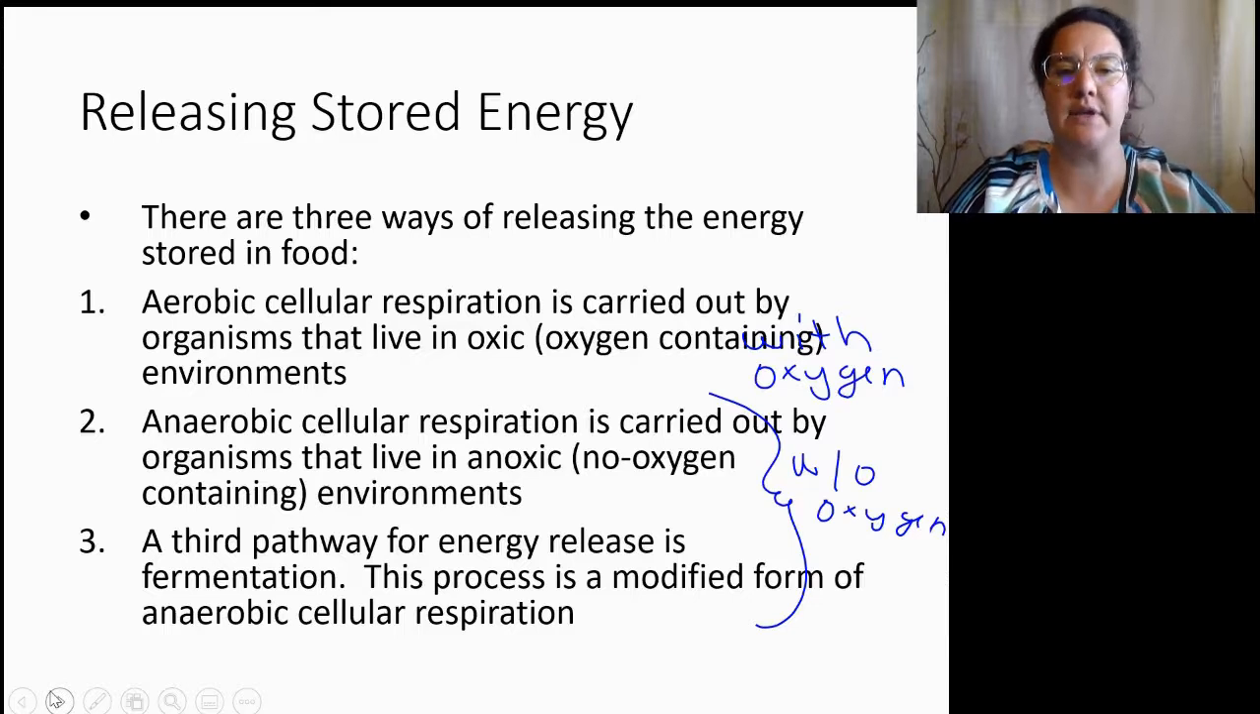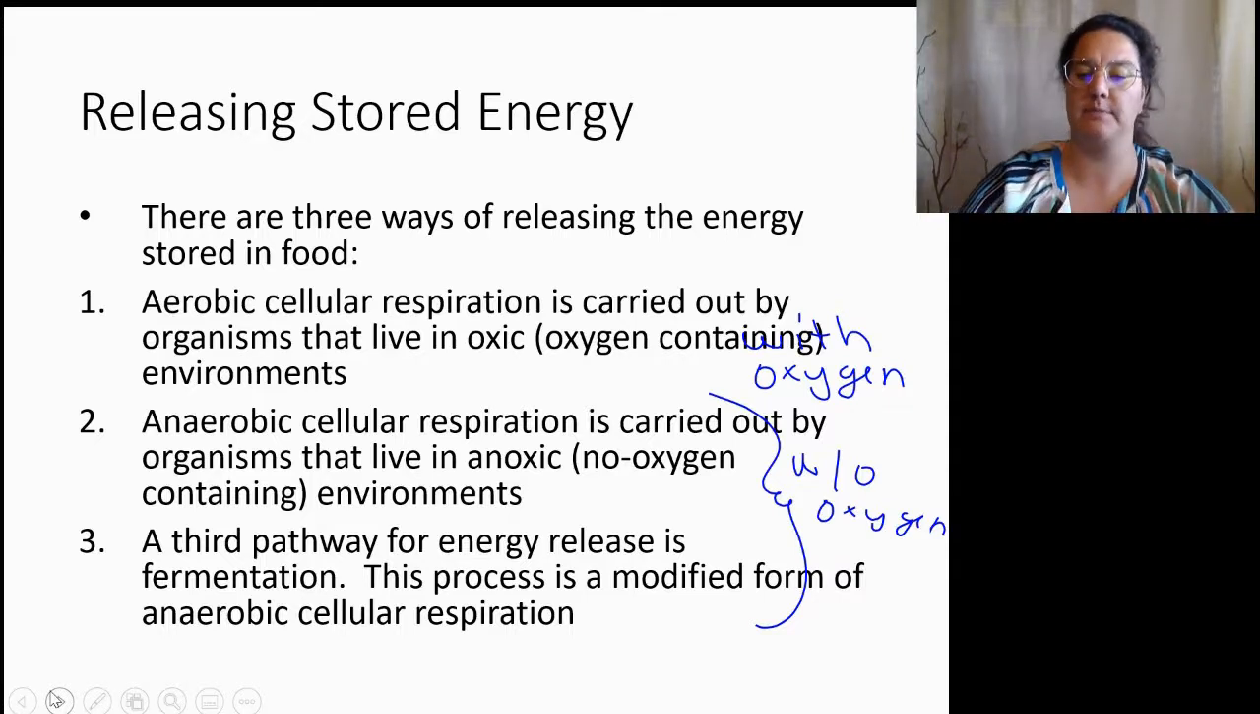There are three ways of releasing energy stored in food. One is aerobic cellular respiration, which is carried out by organisms that live in oxic or oxygen-containing environments. Anaerobic cellular respiration is carried out by organisms that live in anoxic or no-oxygen environments. A third pathway for energy release is fermentation, and this is a modified form of anaerobic cellular respiration.